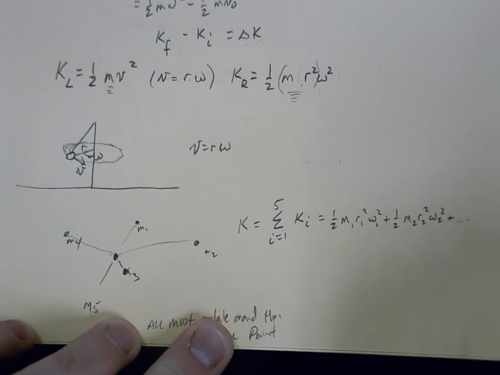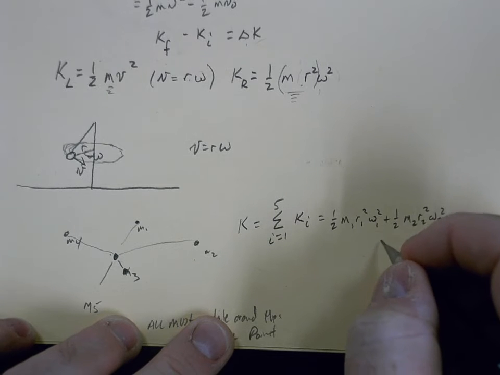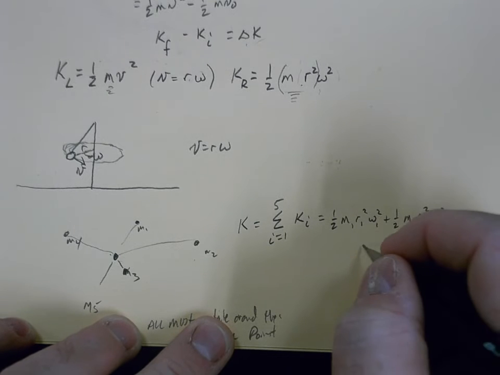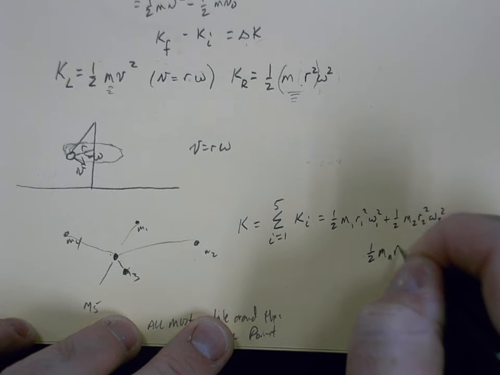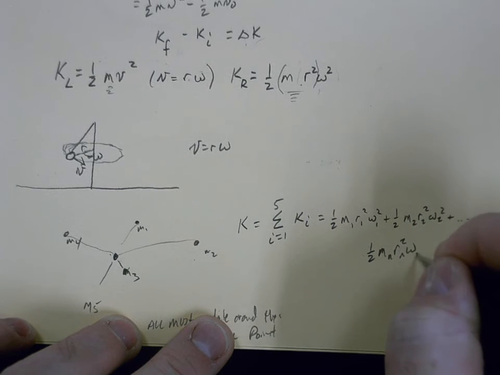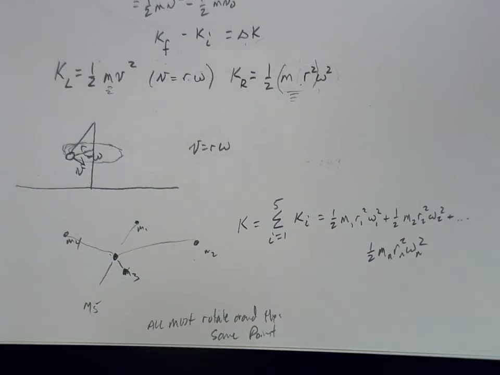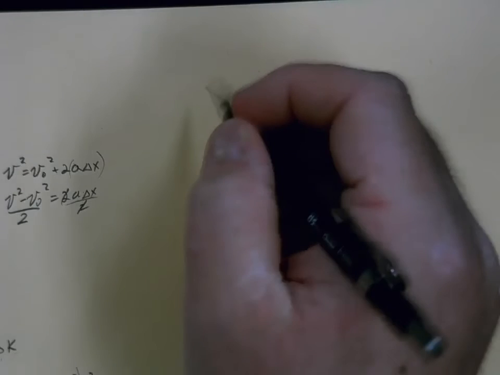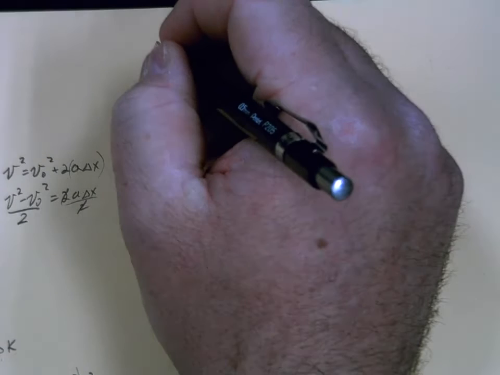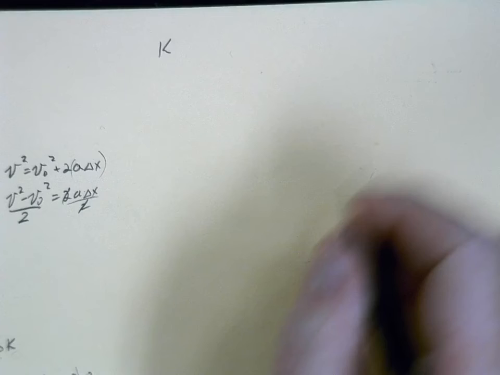And through the magic of math, if we had a certain number of particles rotating around the point, we're going to have through 1/2 mn rn squared omega n squared, and that's for an infinite number of particles. Well, you guys know where this is going, because this winds up being our kinetic energy, okay, and we're going to sum the whole thing.